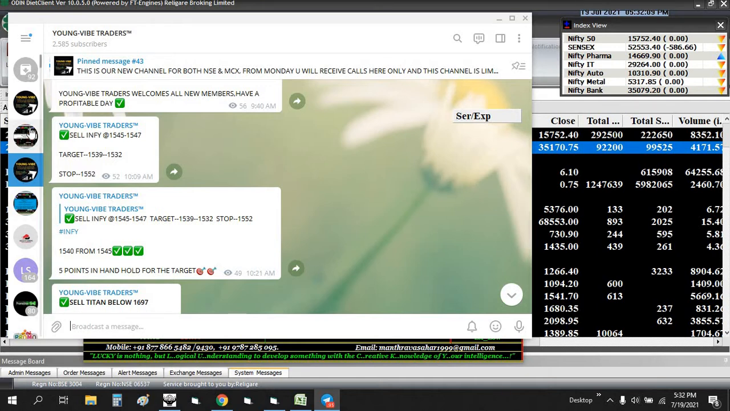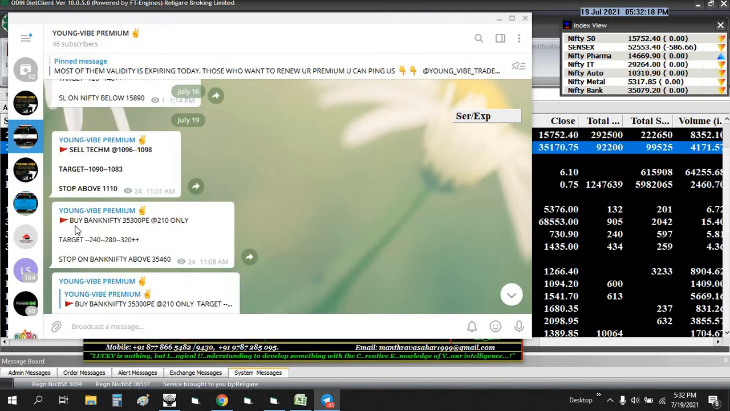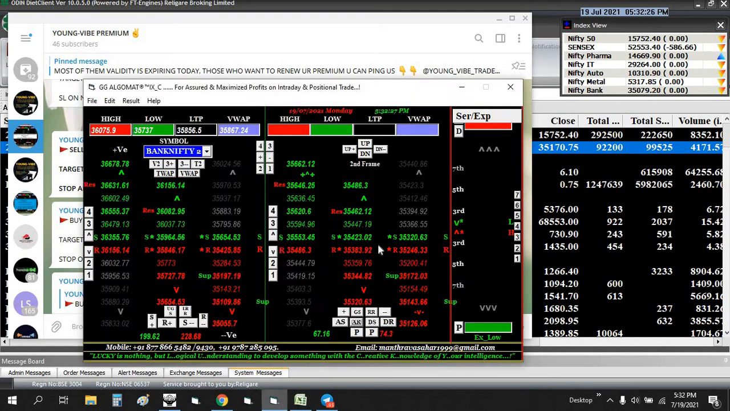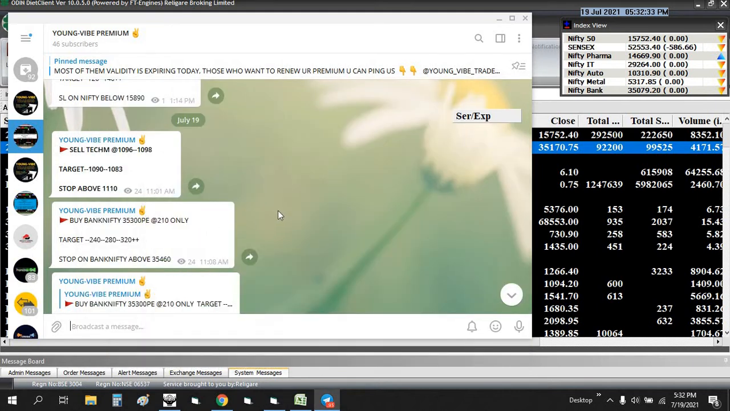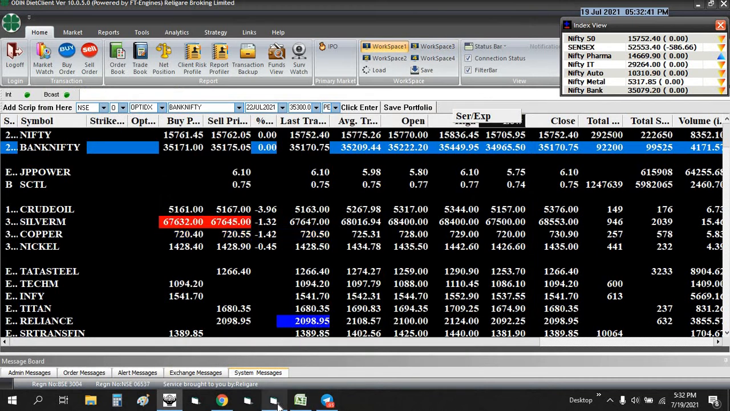See here, buy Bank Nifty 35,300 PE at 210, right? 210. While it is breaking this 359, we have given a call 35,300 PE at 210. At last it made a high around 464. It made 464, and the target will be nothing.